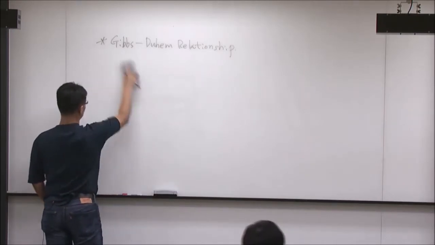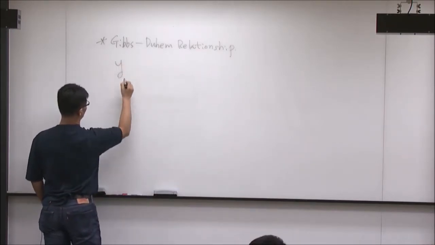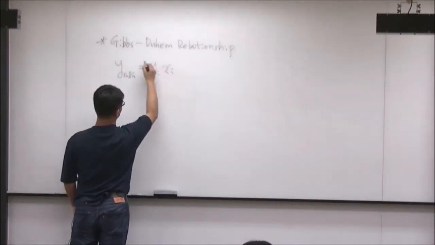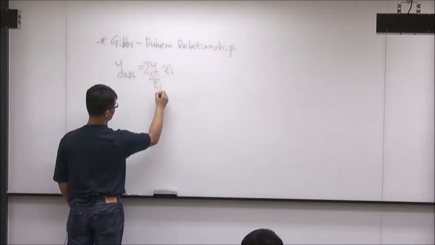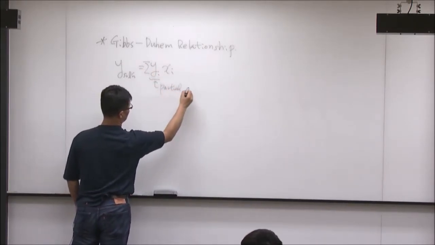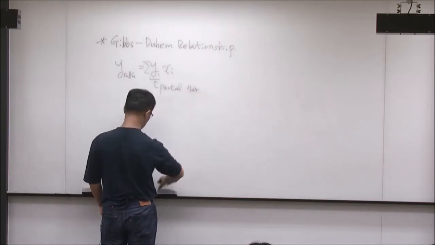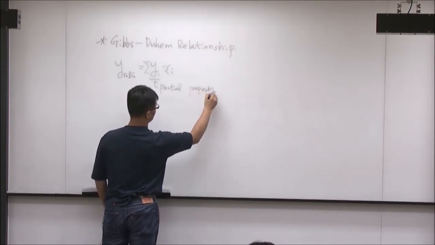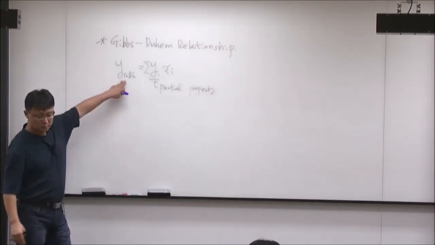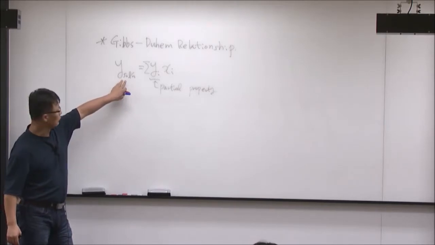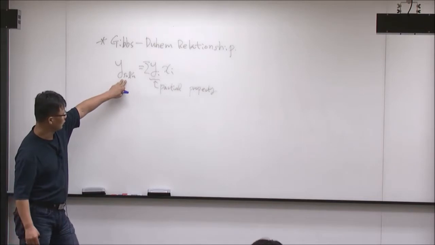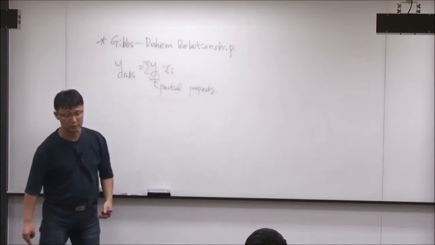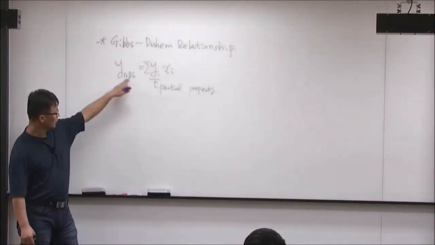So when the solution has a thermodynamic property Y, it is given by the sum of yi times xi, where yi is the partial property, for example. Any thermodynamic property of the solution can be the sum of the partial thermodynamic property of each species times the mole fraction of each species. So that actually gives you the total.